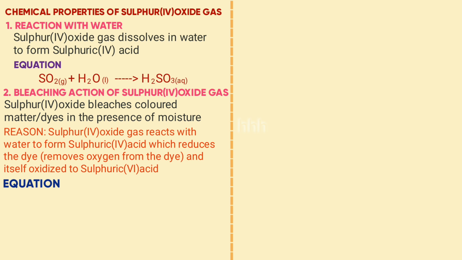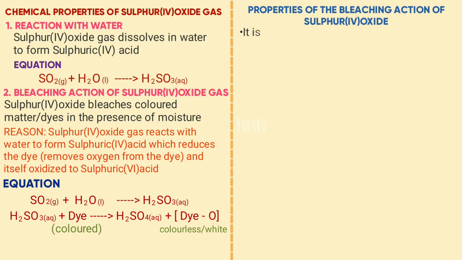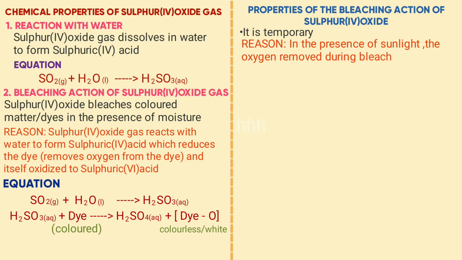Equation as follows: sulfur 4 oxide plus water arrow sulfuric 4 acid. Sulfuric 4 acid plus colored dye arrow sulfuric 6 acid plus dye minus O. Now the properties of the bleaching action of sulfur 4 oxide is: 1. It is temporary. The reason why it's temporary is in the presence of sunlight, the oxygen removed during bleaching is restored. 2. It bleaches by reduction.